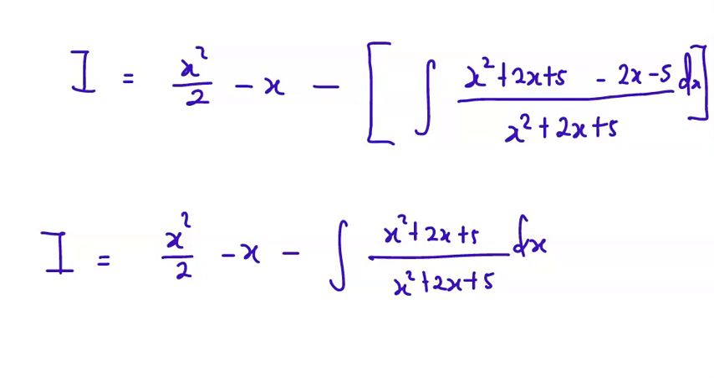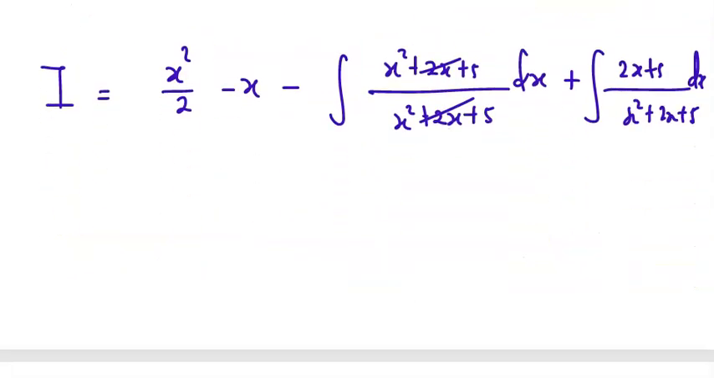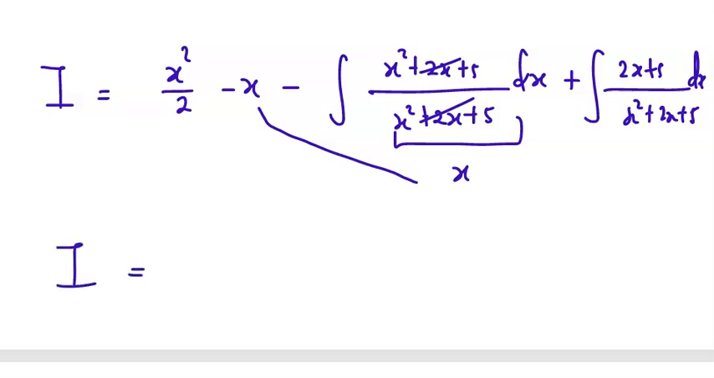And then don't forget that here we have negative 2x minus 5, and with this negative sign it will become plus the integral of 2x plus 5, and then divided by x squared plus 2x plus 5, and then dx. These both get cancelled again. We're left with 1 there. The integral of 1 with respect to x is x. So this right over here, we just have x. And do not forget, we're going to have minus x, which is negative 2x. Therefore, I is equal to x squared divided by 2, then minus 2x.